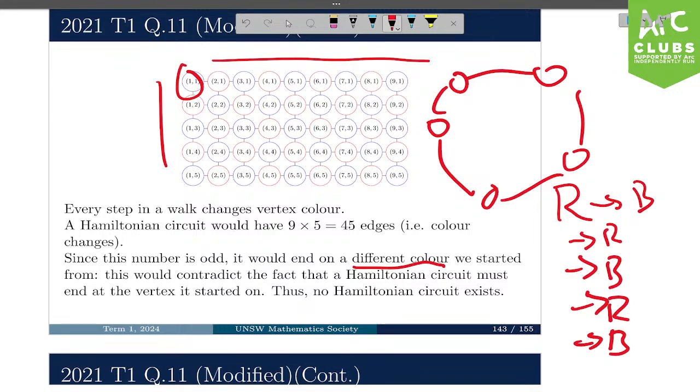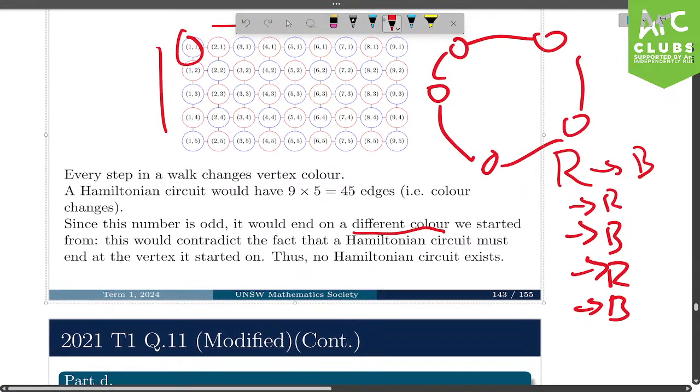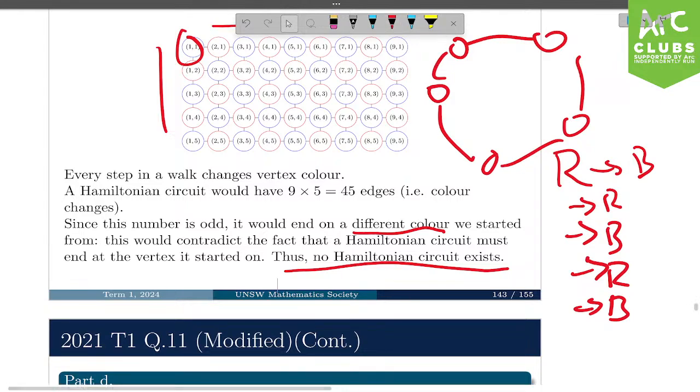We've reached a contradiction. So for the sake of contradiction, if we assume a Hamiltonian circuit exists, by its properties, it must end at a vertex with a different color, but it ends at the vertex that we started off with. Contradiction, no Hamiltonian circuit can exist. Cool. Does that make sense?